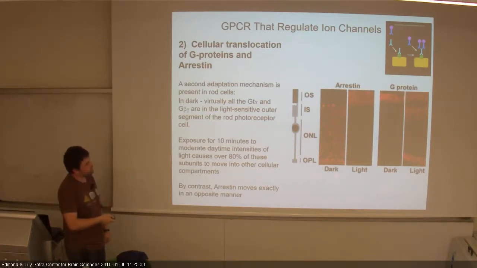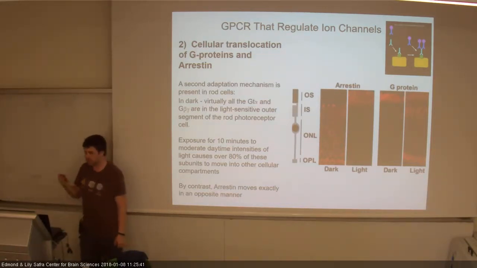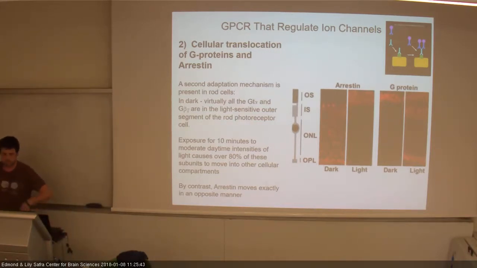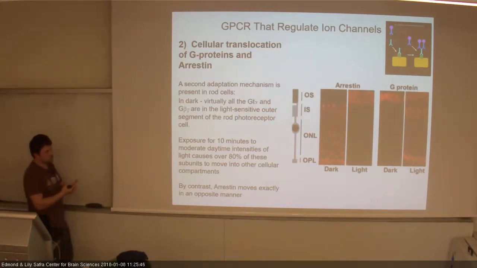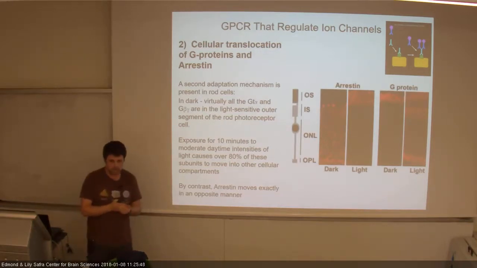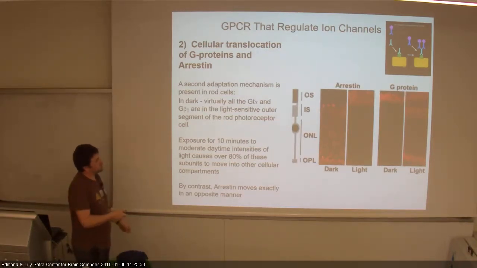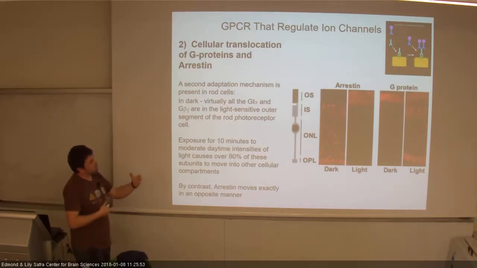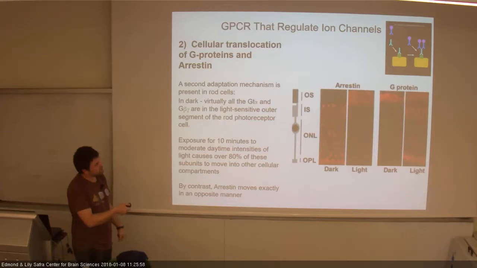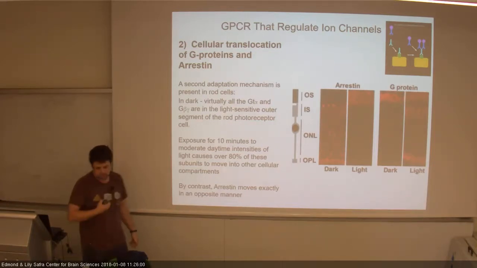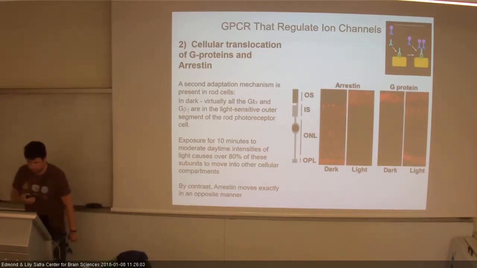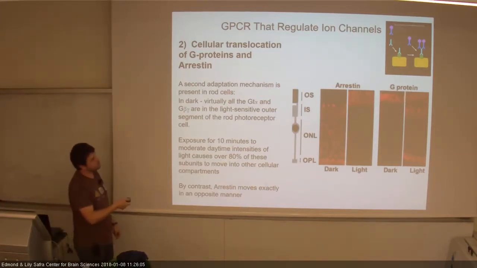One of the things that we can see is that in dark conditions, there are almost no arrestin molecules in the relevant compartment of the cell, meaning that there will be no inactivation of the receptor even if there is phosphorylation. So it's the way that the system retains the highest sensitivity under dark conditions. You can see also the G proteins, which are important for the cascade, are highly abundant in the relevant portion of the cell in dark conditions.